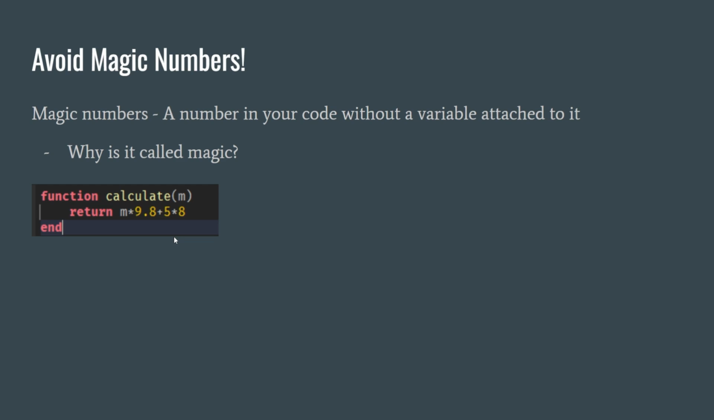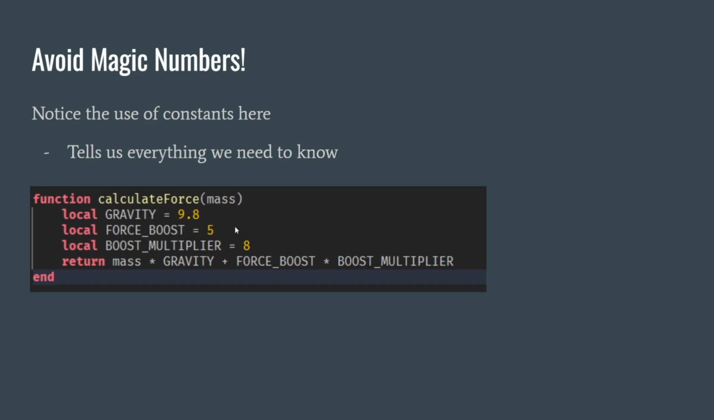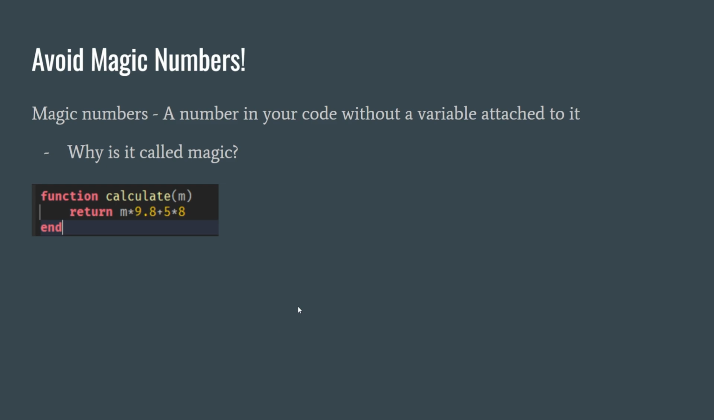It's just there, right? And if you give this to someone and they're reading through your code and they see this, they're like, what? What is this 9.8? What is this 5? What is this 8, right? And the solution is this. Do not use magic numbers. Give them all variables. Now I know exactly what this function is doing. It's calculating a force given a mass. It's just the mass times gravity. This is just the acceleration of gravity plus how much you want to boost the force by multiplied by a multiplier. Wasn't this way easier to read compared to this?